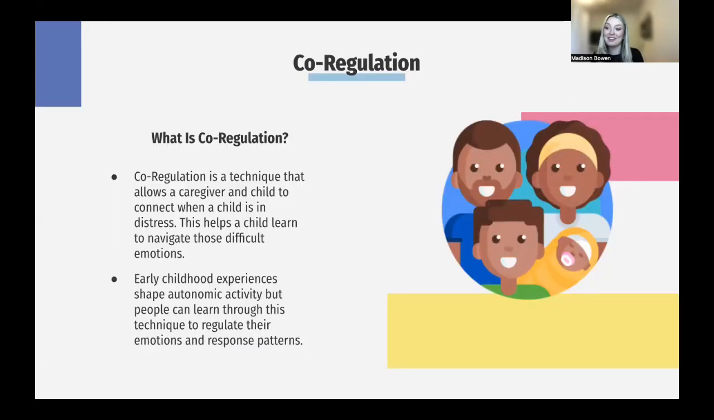So what can we do about this? How do we encourage regulation? We do this through co-regulation. It can be hard for any child, especially children with trauma, to navigate large emotions. Co-regulation is a technique that allows two people to regulate together, one modeling regulation techniques and the other following as an example. It's true that early childhood experiences shape autonomic activity, but it's also true that people can learn this technique to regulate their emotions and response patterns.